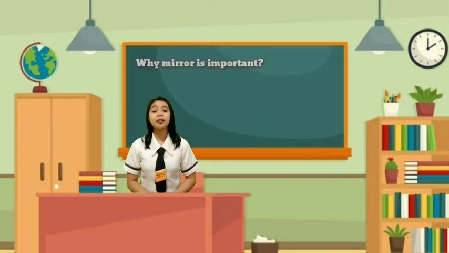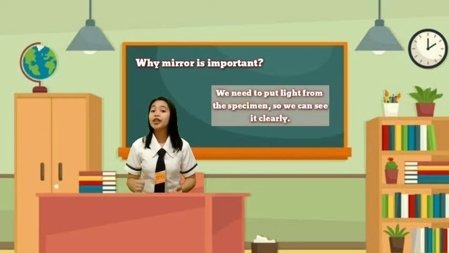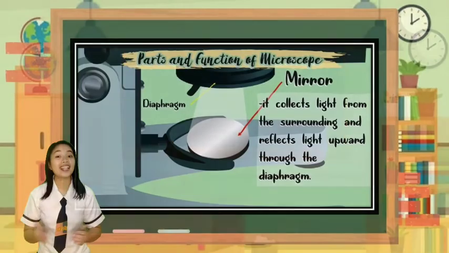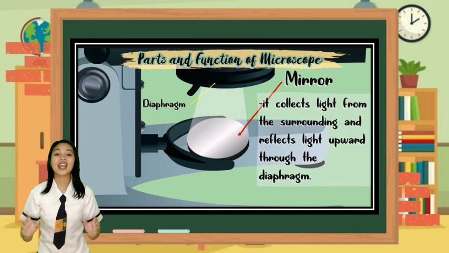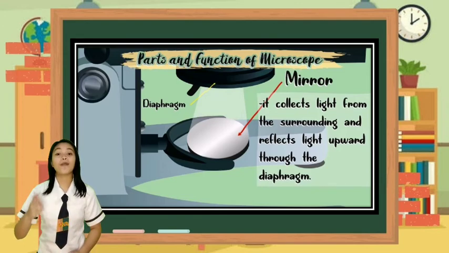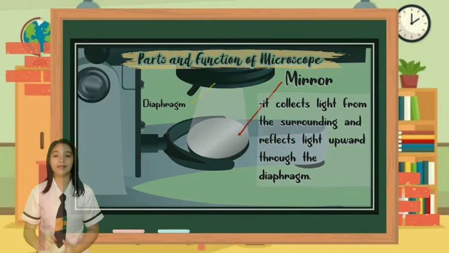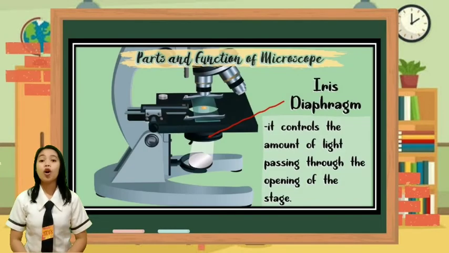Do you know why the mirror is important? Very good. We need to put light to the specimen so we can see it clearly. That is why other microscopes use a bulb to supply the light on the specimen. The mirror collects light from the surroundings and reflects light upward through the diaphragm. The diaphragm or iris diaphragm, it controls the amount of light passing through the opening of the stage.